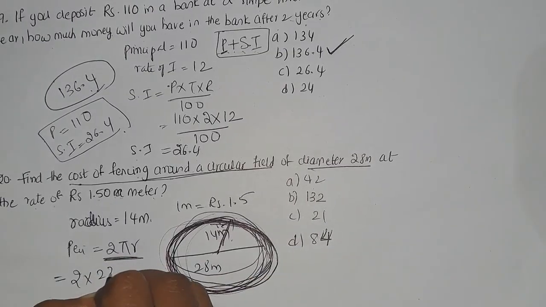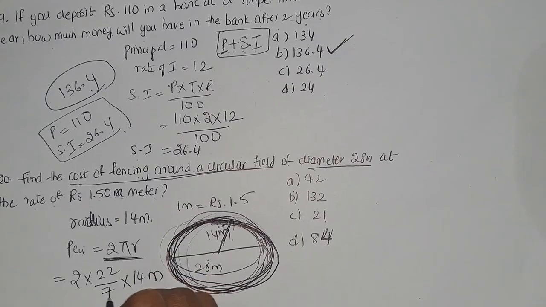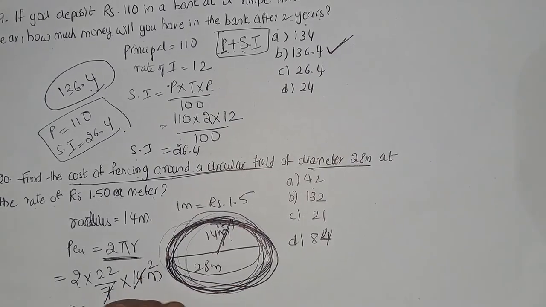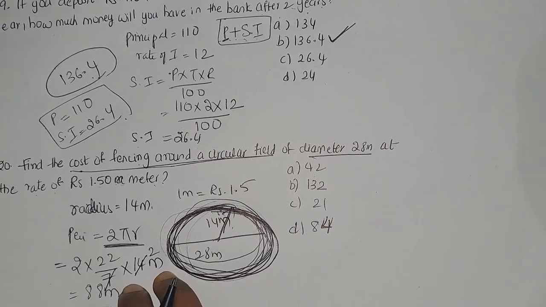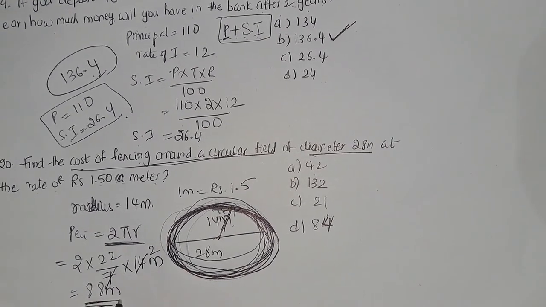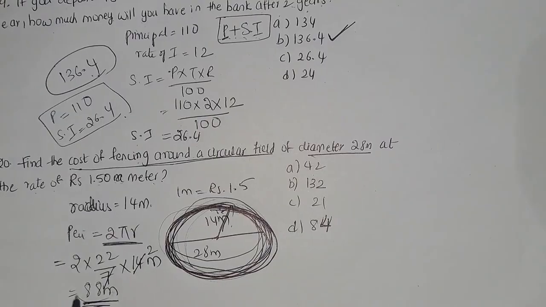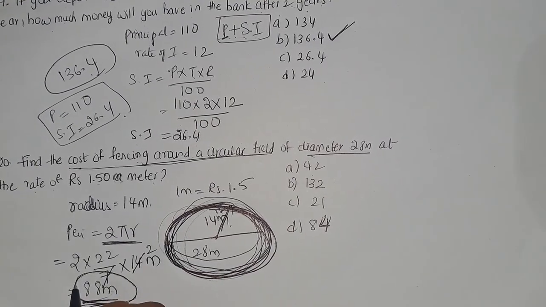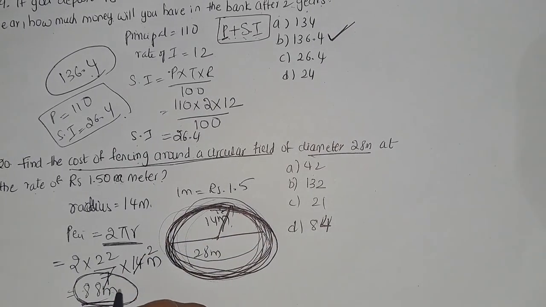2 into pi, which is 22/7, and what is r? That is 14 meters. So what will you get here? 88. 88 meters is required for fencing. So if you want to do the fencing, 88 meters is required.